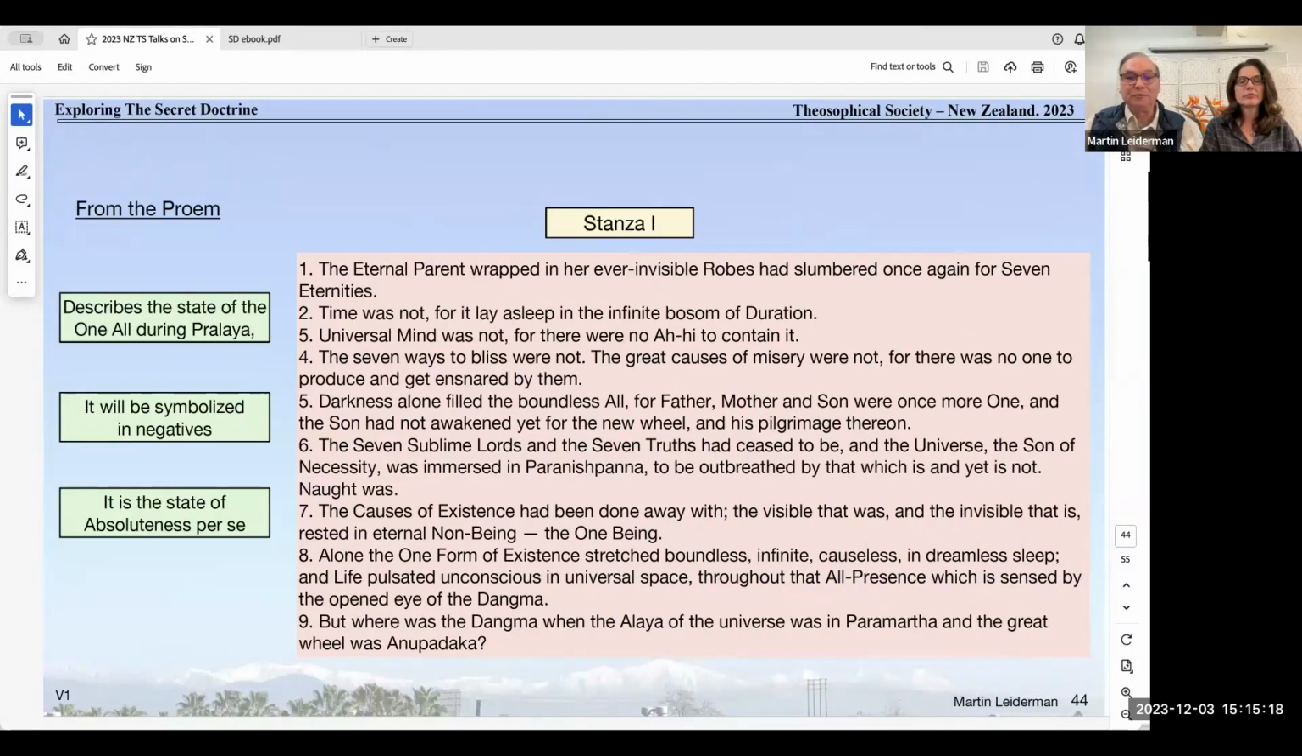The universe, the one all, is in pralaya. But notice that the one is not one, it's two. There are two elements there: eternal parent, invisible robes. Therefore, here the one is a two. That's why she explains it. These two can be called, like in Vedanta, Parabrahman Mula Prakriti. Okay? Parabrahman Mula Prakriti. That's very important.